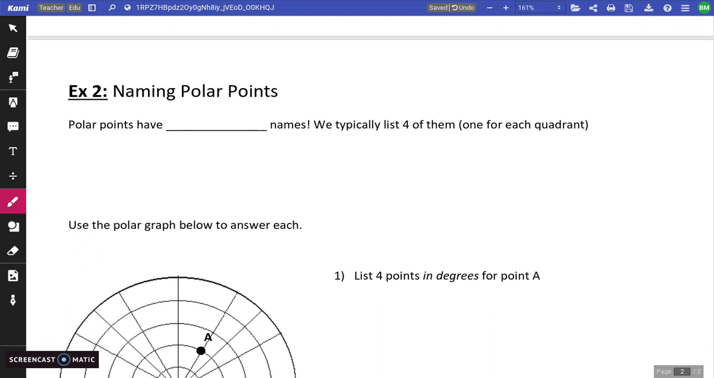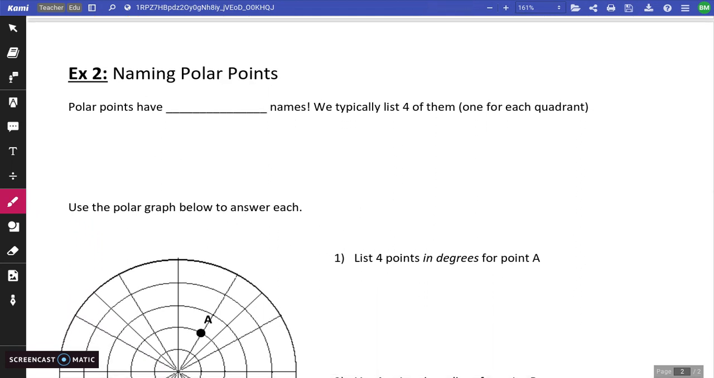Okay, our last topic today is naming polar points. So polar points are a little bit different than rectangular points. When you have something in a rectangular coordinate system, there's one exact name for that point, and that's the only way you can name it.